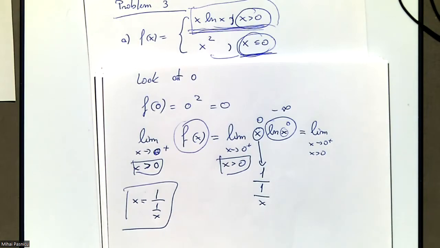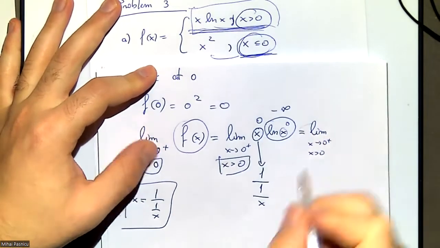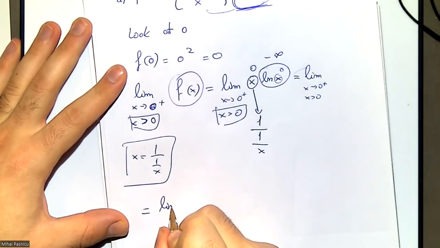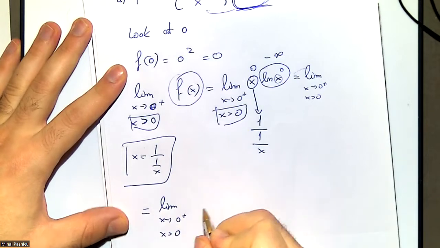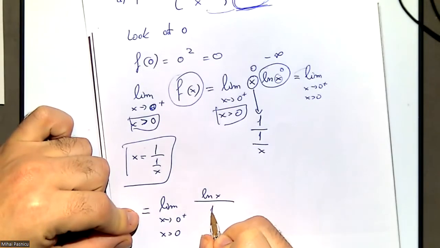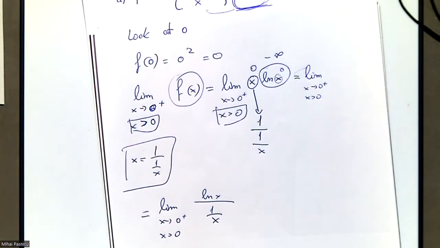That is the trick that I'm going to use here. So I'm going to get, I'll just write it here, the limit when x goes to 0 with a plus, x greater than 0, of ln of x over 1 over x. Okay? So I apply that trick.